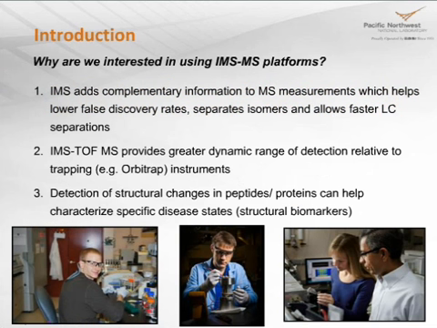So to start off my talk, I wanted to talk about why we're interested in the IMS-MS platforms at PNNL. One reason is that IMS adds complementary information to mass spectrometry measurements, which helps lower false discovery rates, it separates isomers, and it allows faster LC separations. We've also seen that IMS helps increase the dynamic range of detection because it allows the ions to hit the detector at different times instead of continuous instruments where all the ions hit the detector at really similar times. And then the TOF doesn't have an AGC, so it has a greater dynamic range than trapping instruments.